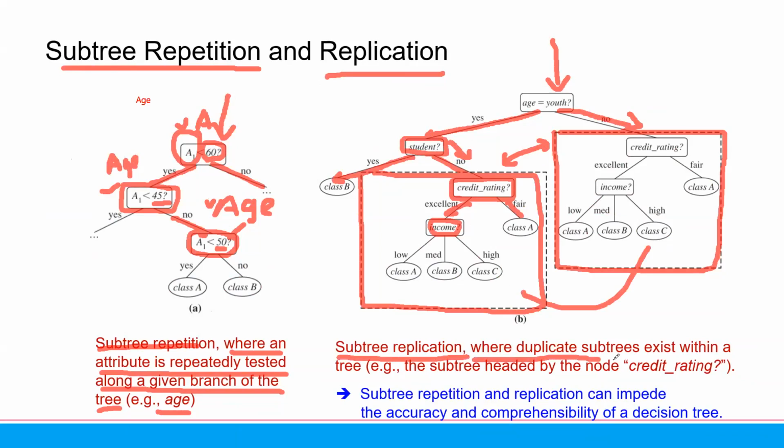It is where duplicate subtrees exist within a tree, and the subtree headed by the node credit rating. Okay, so this is the head. This is the head. So what can we do with this one? This kind of possible subtree, we call subtree repetition and subtree replication. We can use it for cutting down the branches. So subtree repetition and subtree replication can impede the accuracy and the comprehensibility of a decision tree.